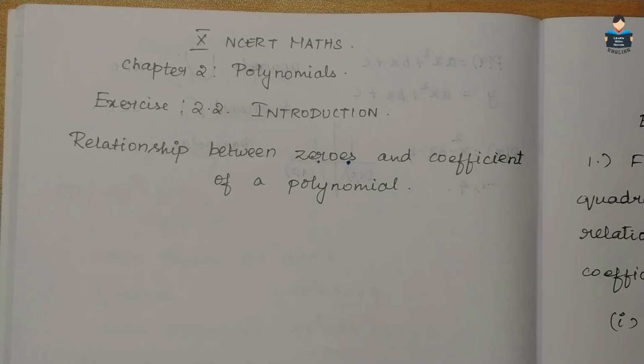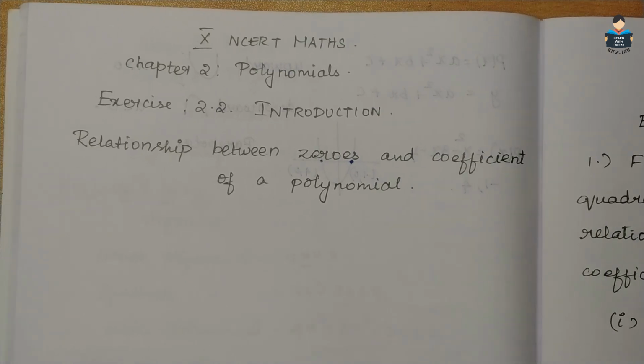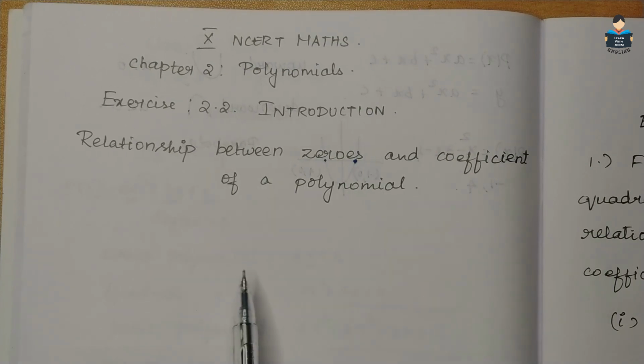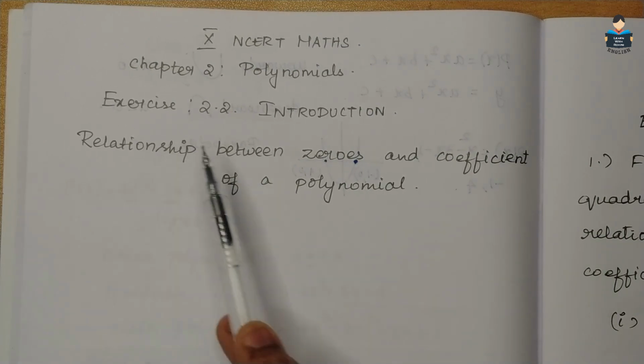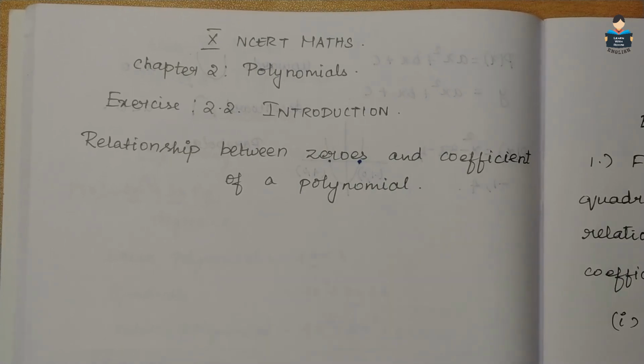In this video, we are going to see class 10, chapter 2 Polynomials, exercise 2.2 introduction. So in this introduction video, we are going to see the relationship between the zeros and the coefficients of a polynomial.